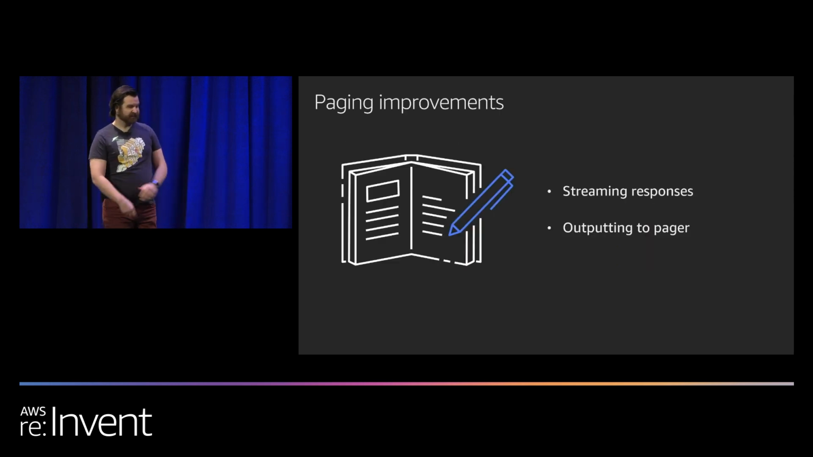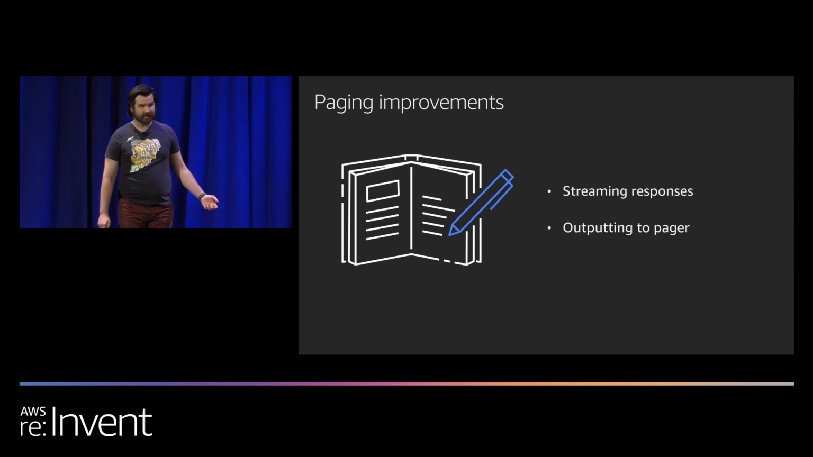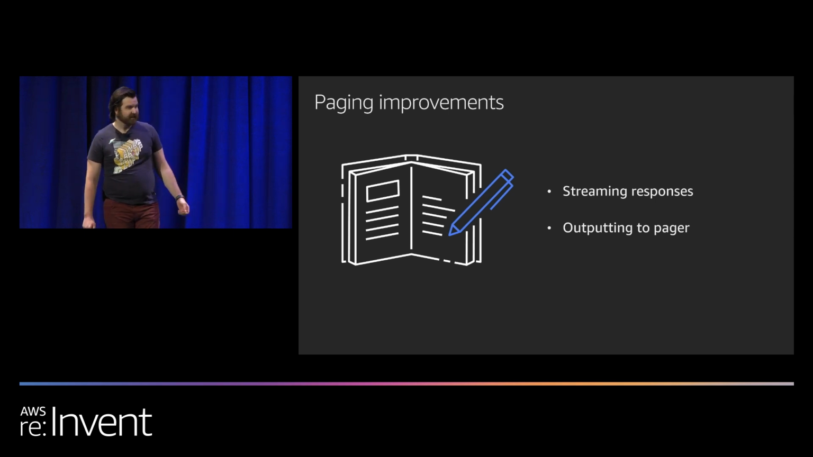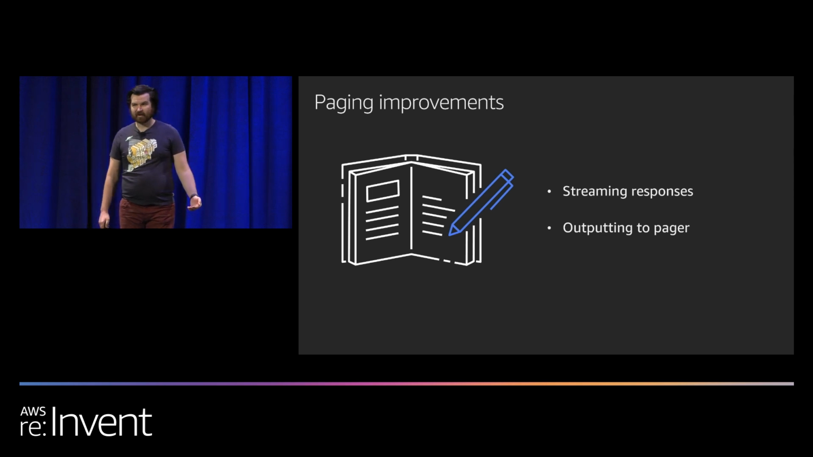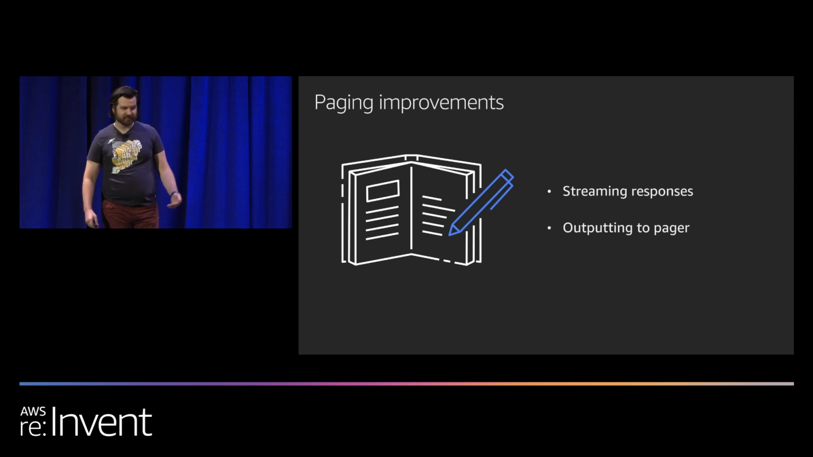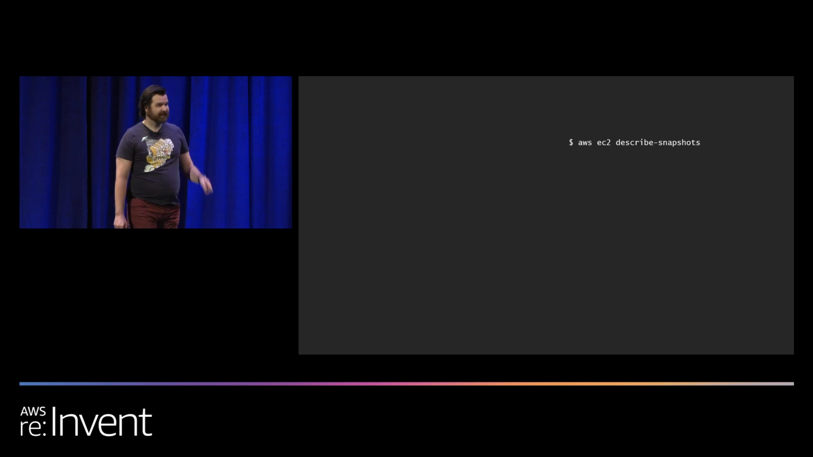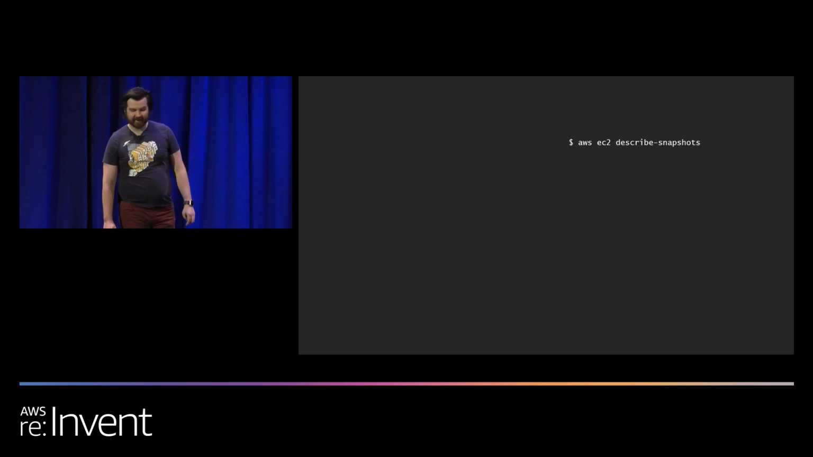So now moving on to the final point, paging improvements. There are 2 points I wanted to bring up here. We've added a new output format that will output API responses to standard out as they're streamed in. And also we've added behavior where if the CLI command output is larger than your terminal screen, it'll redirect to a pager so you can then view it in a pager. So let's go ahead and talk about this new output format.